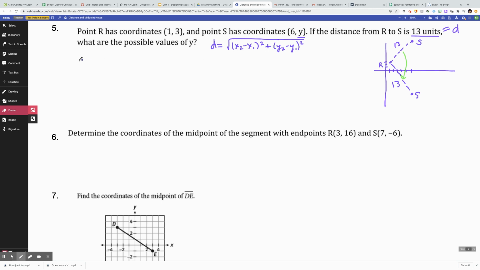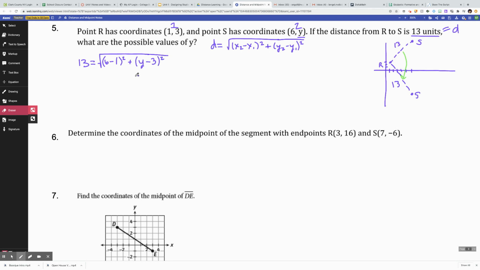Okay, so what I have here is 13, because that's D, equals the square root of, and I know what x1 and y1 are. So I'm going to call this point number 1 and this point number 2. Okay, so I have x2 is 6 minus x1 is 1 squared, plus y2, sorry, is y minus 3, which is y1, and I'm still squaring it.